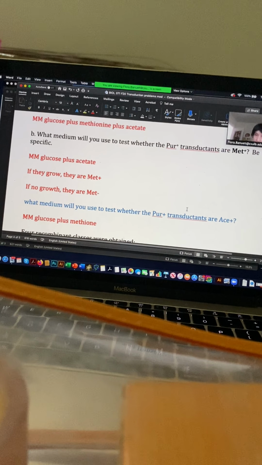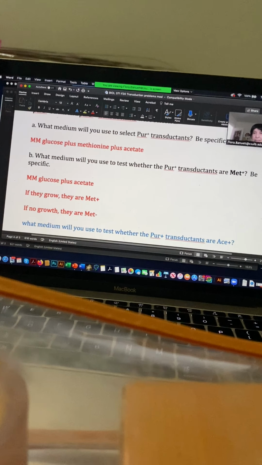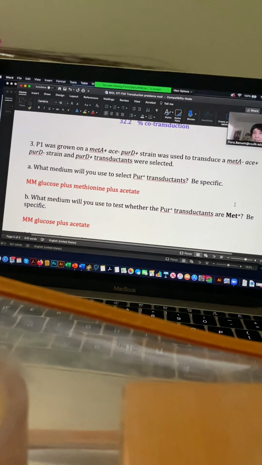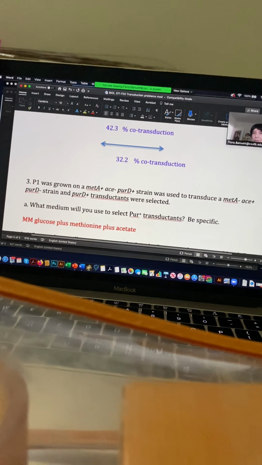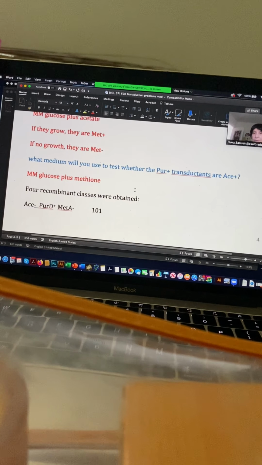So now you have these two categories. Now you're asking a separate question, independent of the previous one. Are the pure plus transductants ACE plus? You have to have methionine, because the strain is met minus. You do not have to have purine. So if they grow, they are ACE plus. If no growth, they are ACE minus.